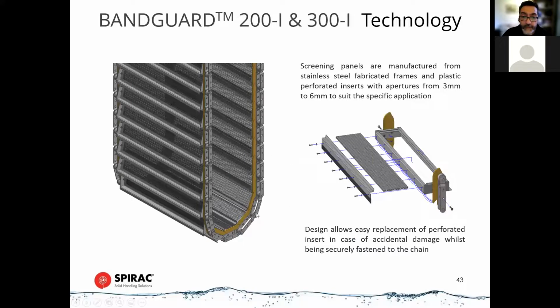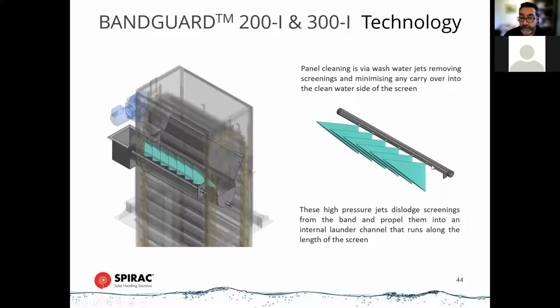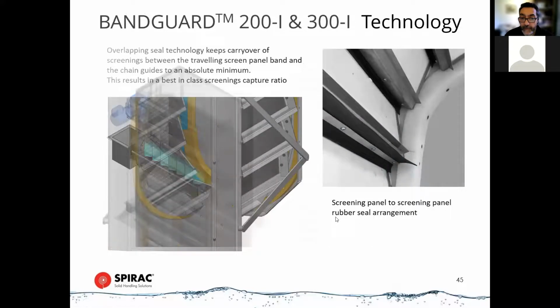So I've got the panels running in guides, as I mentioned. It shows you there, and you've seen in the video how they can be easily removed and replaced. Spray bar nozzle, we use this fan type pattern here on the nozzles to get the maximum coverage across the full panel width, and then that washes the debris into this internal launder that you can see there.